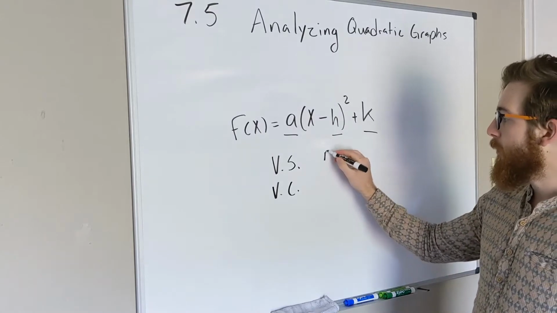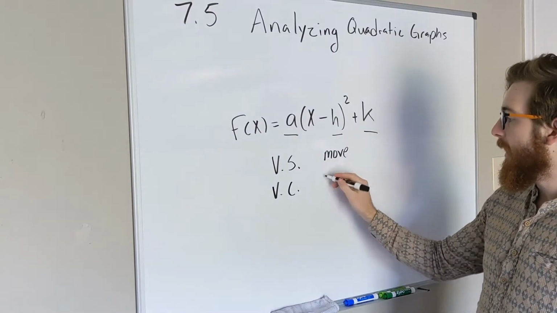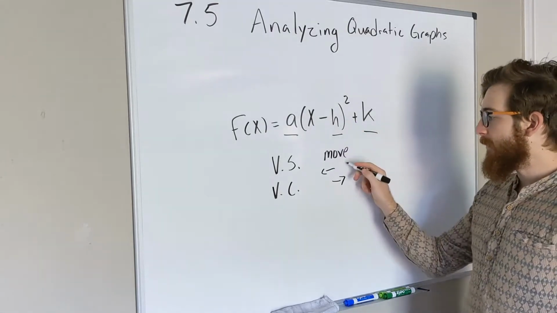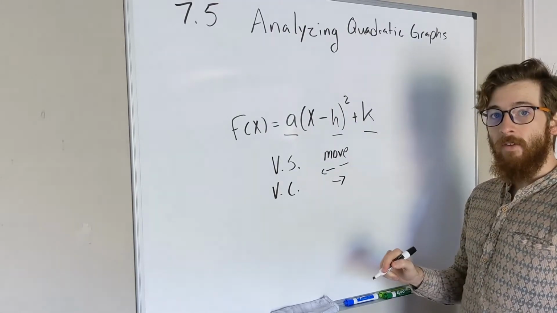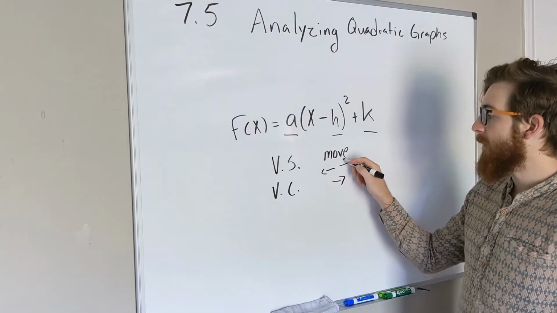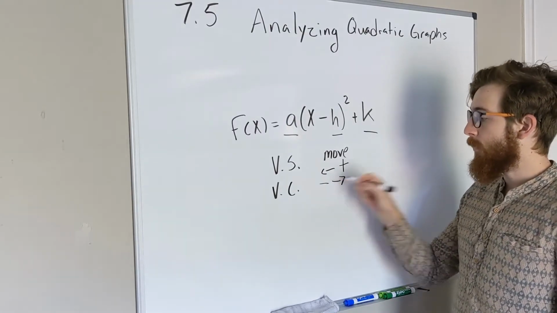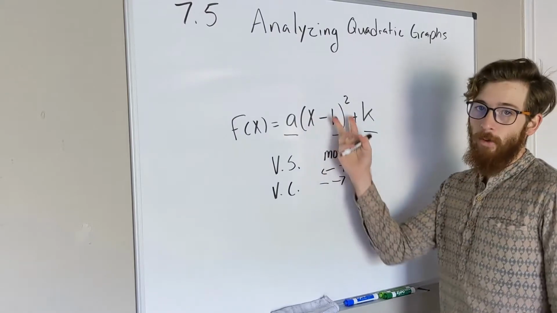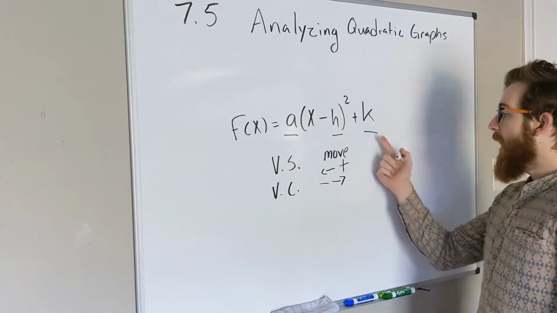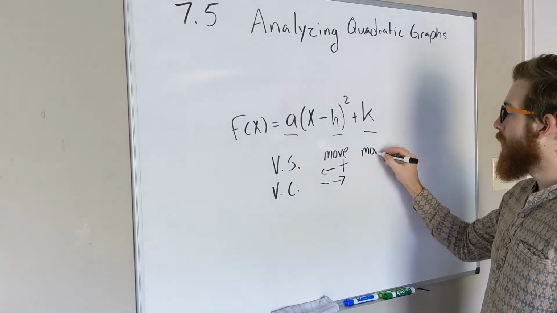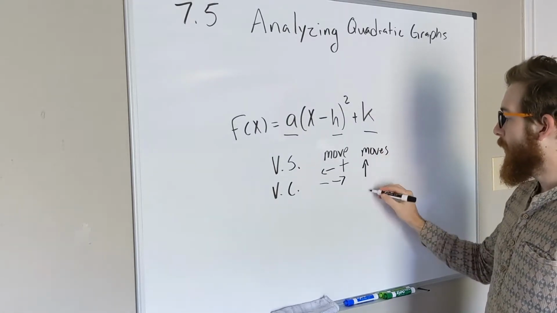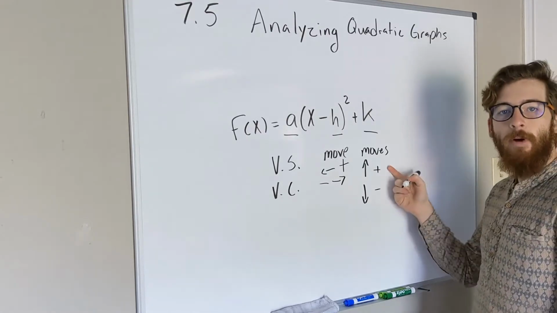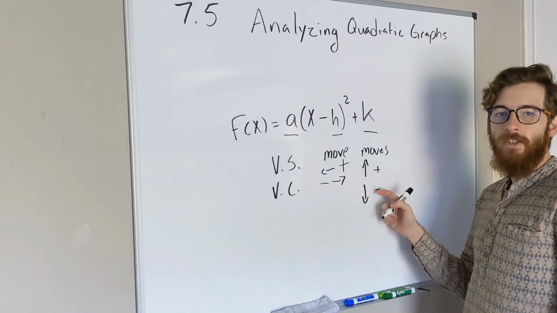H is going to move left or right. It's going to move left if H is positive. It's going to move right if H is negative. So remember, it's always backward from what you might think. And then K moves up or down, and that is exactly what you would think: positive for up, subtraction for down.